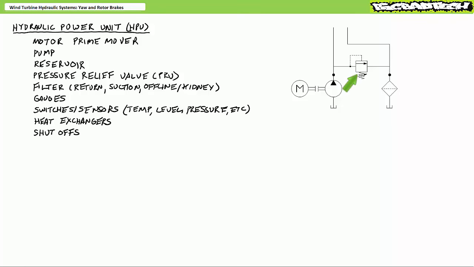A pressure relief valve is a normally closed valve that opens the low pressure path back to tank when flow in the circuit is otherwise blocked. In this capacity, a pressure relief valve limits the system maximum pressure and serves as an important safety device that prevents damage to the system and personnel.